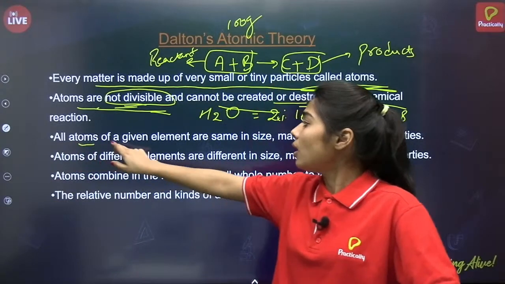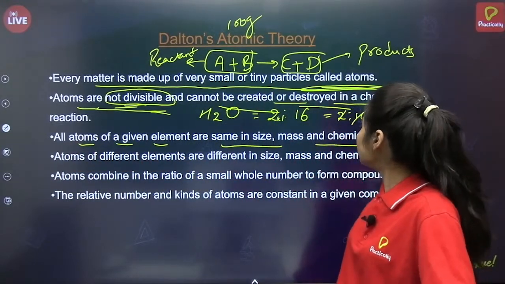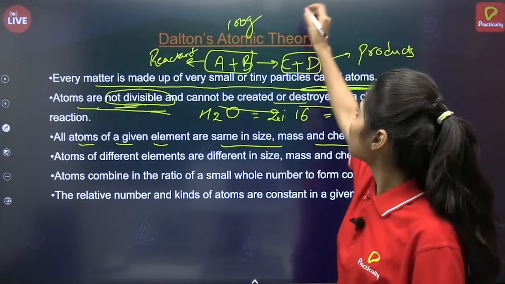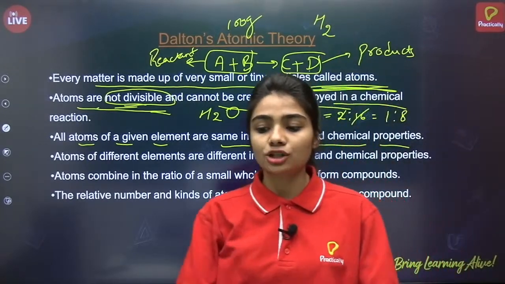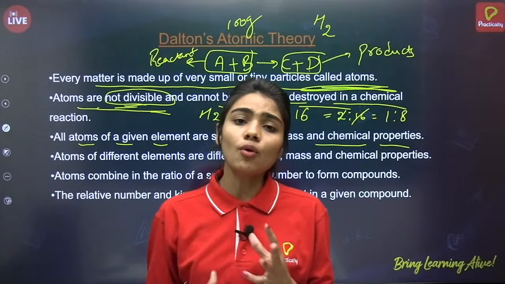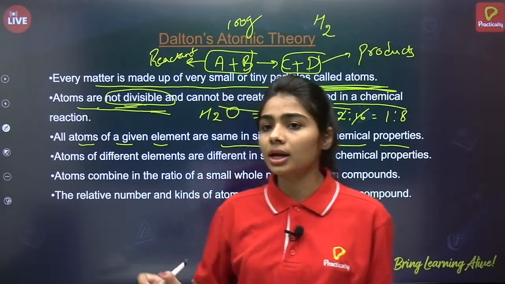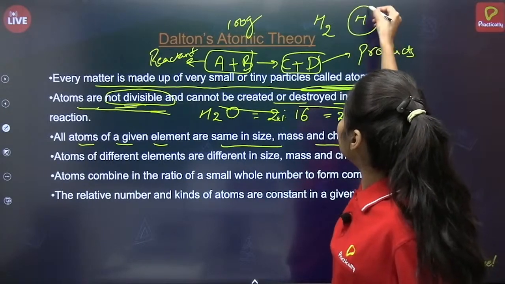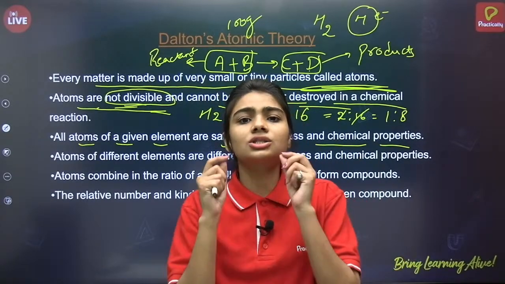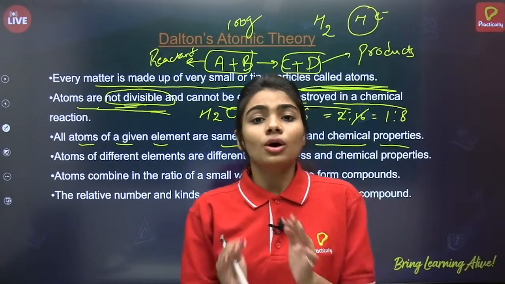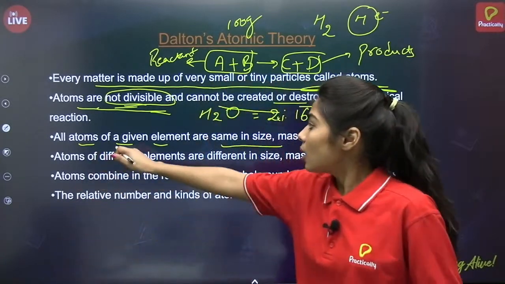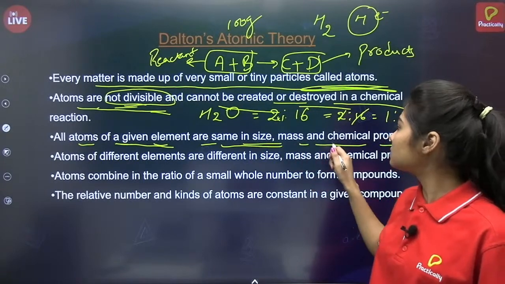The third point: all atoms of a given element are the same in size, mass and chemical properties. Let's say I have taken a hydrogen molecule, that is H2. What do you understand by H2? That means there are two atoms of hydrogen. If I draw a structure for hydrogen, it has only one electron. If I talk about another hydrogen atom, the structure will remain the same. So if they are the same atoms, they will resemble each other. All atoms of a given element are the same in size, mass and chemical property.